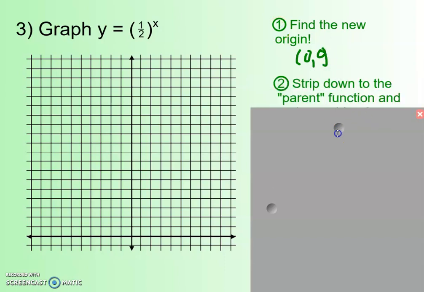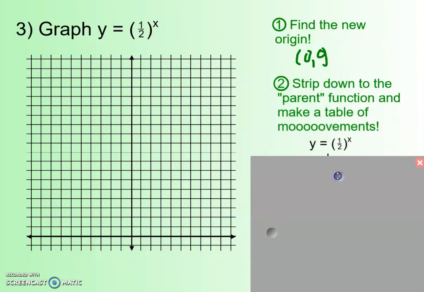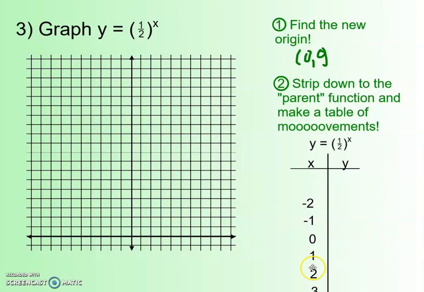I strip the parent function down and make a table of movements. Again, y equals 1/2 to the x. So here's my table. There's my starting lineup. I start plotting some points. I put in -2. Now, 1 squared is 1. 2 squared is 4. So if this was 1/2 squared, it'd be 1/4. But the negative flips it, which gives us 4.